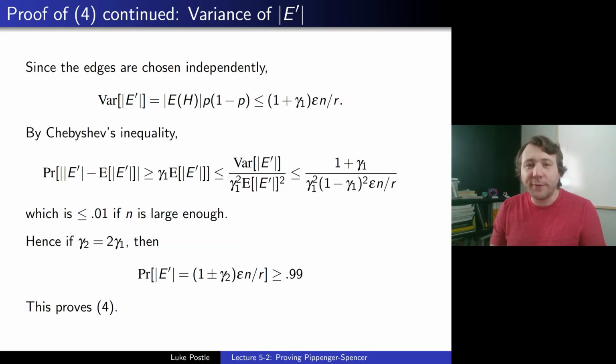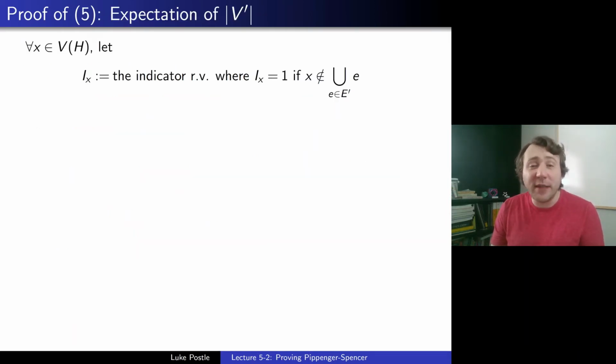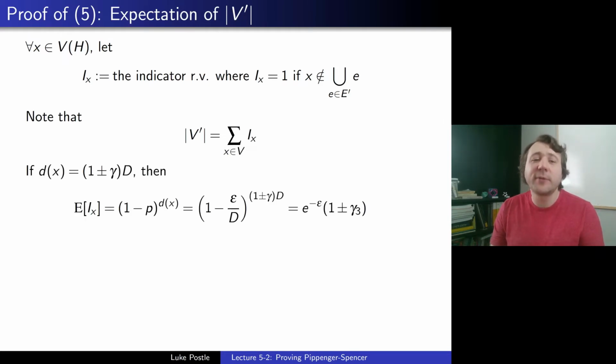On to the proof of 5. So here we're going to be studying V prime, the uncovered vertices. So for every x in V of H, let Ix be the indicator random variable where Ix is 1 if x is uncovered, so if x is not in any of the edges of E prime. And then we note that V prime is indeed the sum of these indicator random variables. And now we try to calculate the expectation. So what's the expectation? Well, it depends what kind of vertex it is. If the degree of x is 1 plus or minus gamma times d, then the expectation of Ix would be (1 minus p) to the d of x.